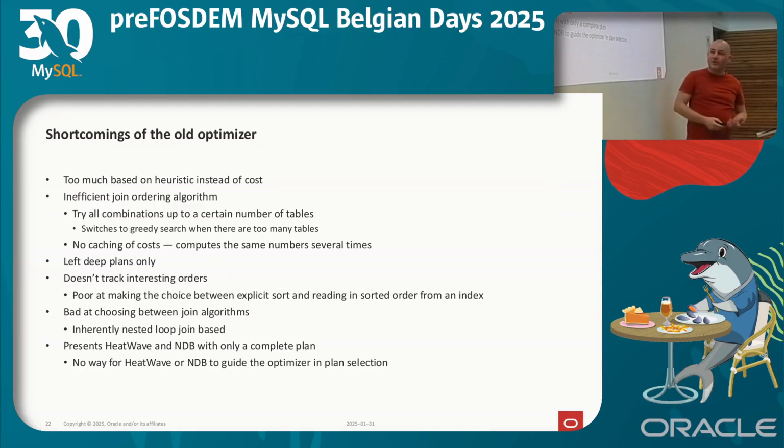Our plans are left deep only, so we can only join in one more table at every step. We can't join table A and B, and then table C and D, and join the join results of those. The old optimizer just can't do that. The plan form doesn't even support expressing that. We don't track interesting orders. This is a huge drawback for us.